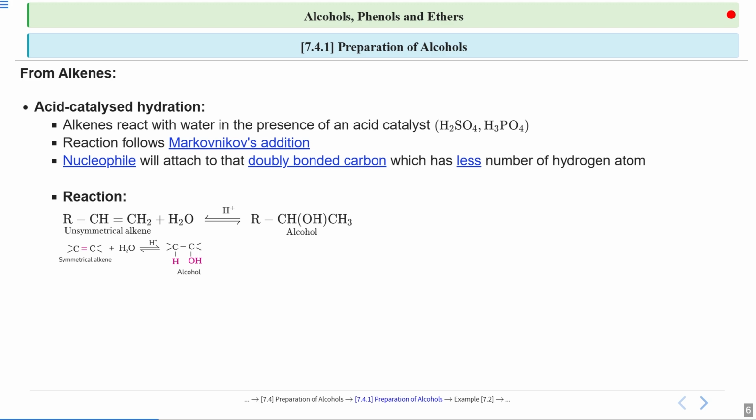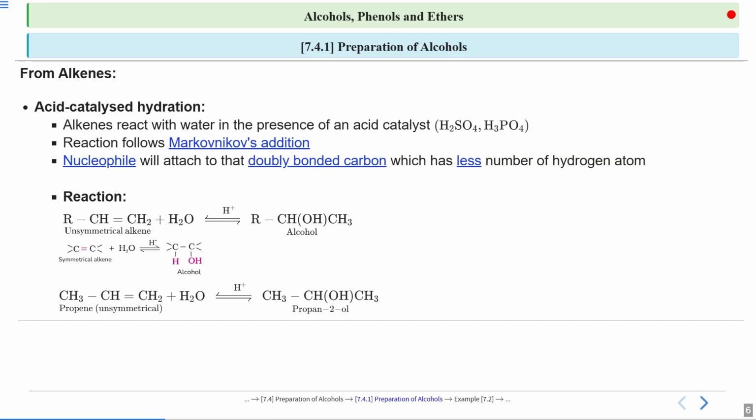If you take a symmetrical alkene, means the double bond is present at the very center of your alkene, when this reacts with the water molecule in presence of acid catalyst to get H positive, we get alcohol as our major product. But here the Markovnikov addition rule is not applicable because the alkene is symmetrical. So the hydrogen present on both the double bonded carbons is the same, right? So you will get finally a major product as alcohol. This is also a preparation method of alcohols from the symmetrical alkenes.